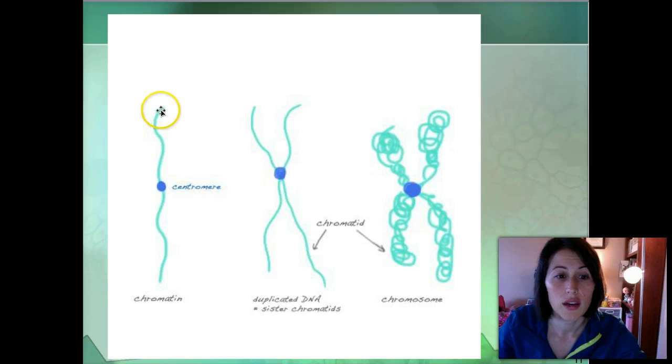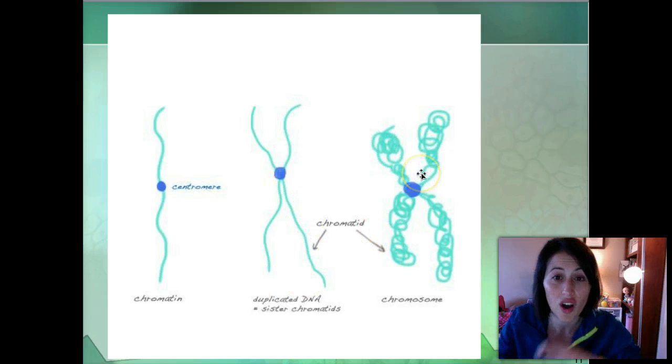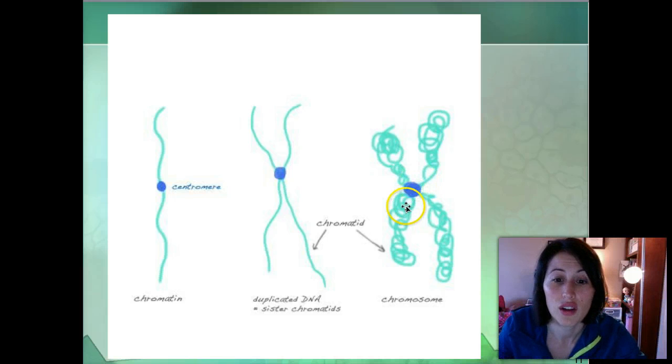All right, so again, here's one piece of DNA. It's called chromatin. Once it's copied and they're held together, the duplicated DNA are called sister chromatids. And then as it's all super coiled around all these proteins that keep it all organized and keep it all together, that's called a chromosome. We'll keep practicing those words, but it's really important that you understand the difference between them.